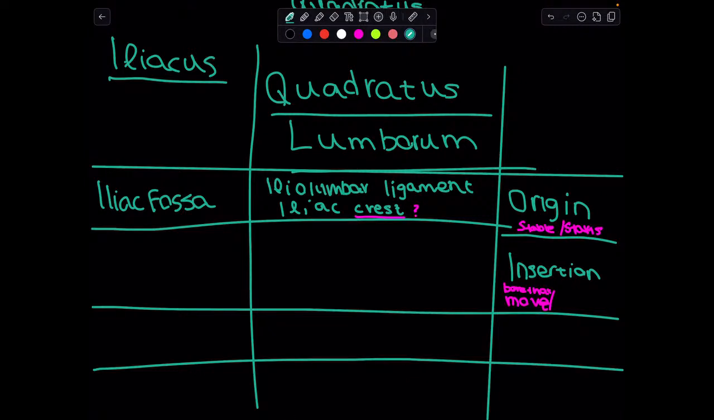So then we have insertions. You said transverse process, L1, L4, rib 12. Why rib 12 only? The quadratus lumborum attaches to the 12th rib because it helps with stabilizing and moving the lower rib cage, especially during respiration. It doesn't extend to the other ribs because its main function is more focused on lumbar spine stability and lateral flexion.